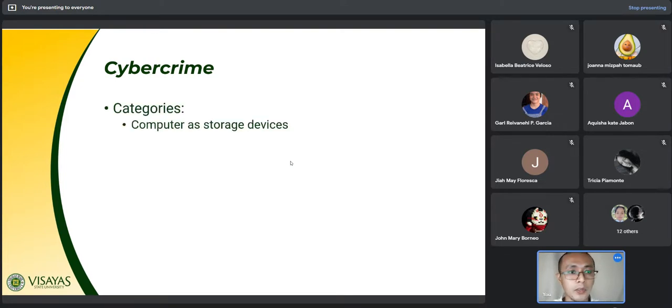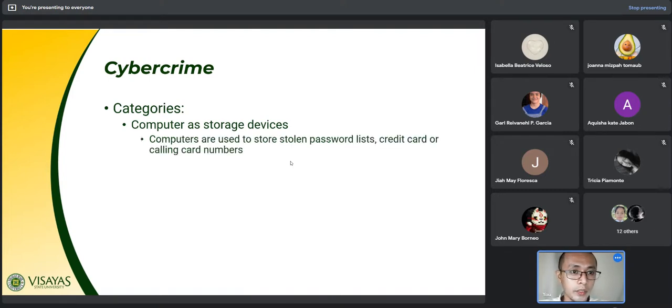Then from computer as targets, we also have computers as storage devices. So the computer, class, can be a target of cybercrime, or it can be used as a storage device. Here, class, the computer is used to store stolen password lists, credit card and calling card numbers. Or in some way, class, computers were used to store pornographic videos or pornographic images, and that makes that incident a cybercrime in which computers are used as storage devices.